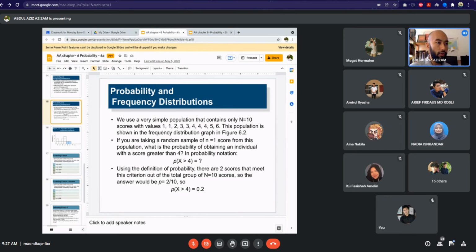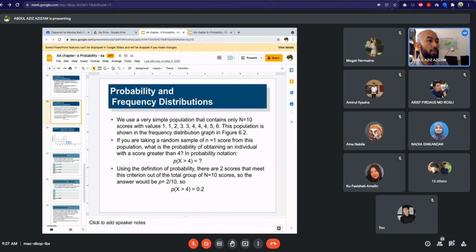Value greater than 4. So kita tengoklah value greater than 4 daripada score ni, 5 dan 6. Betul? So 5 dan 6. So P equal to 2 divided by 10 sama dengan 0.2.